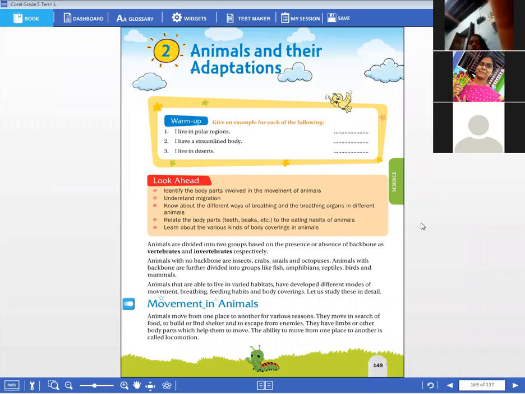Okay, children. Today, according to the schedule, we're going to discuss the subject science. We have successfully completed lesson 1. Hope you got the concise answers also. I have sent you on WhatsApp the shortened or simplified answers related to lesson 1. Have you got those answers, children? Have you noted them?